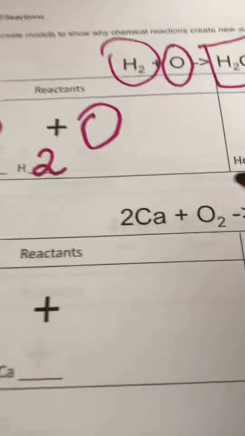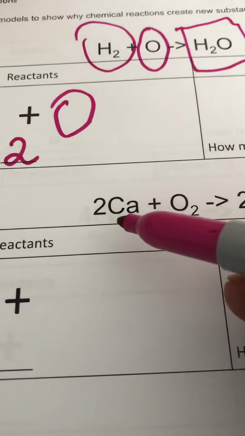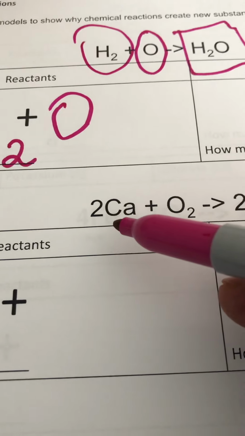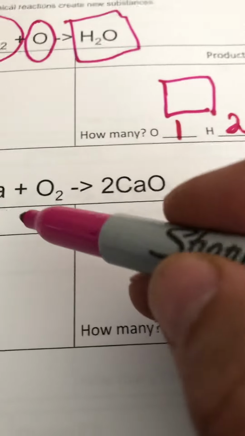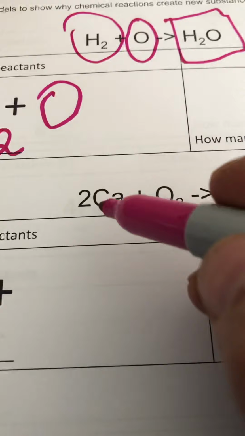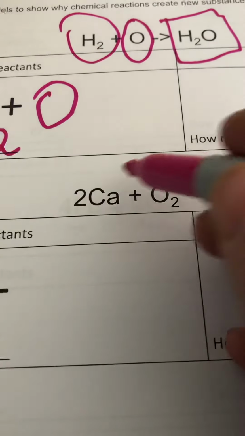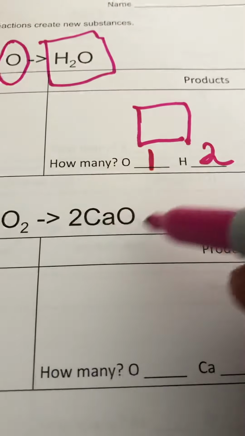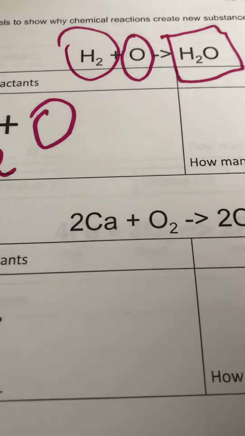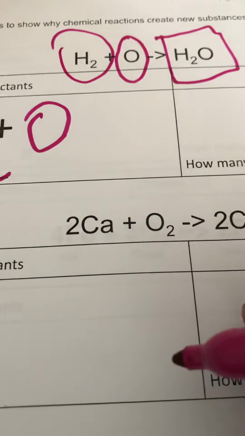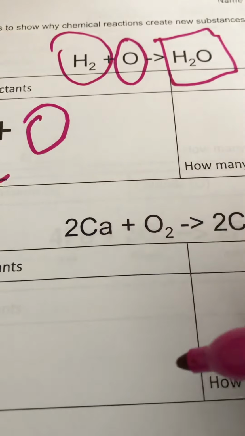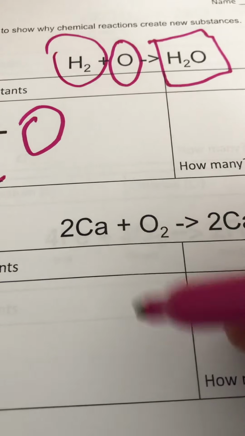We have this element called calcium and we have oxygen. So, all right, there's 3 reactants and this is a product. So let's do this together. How many calciums do you have? Well, it's not 1, it's not 0. How many do you think?